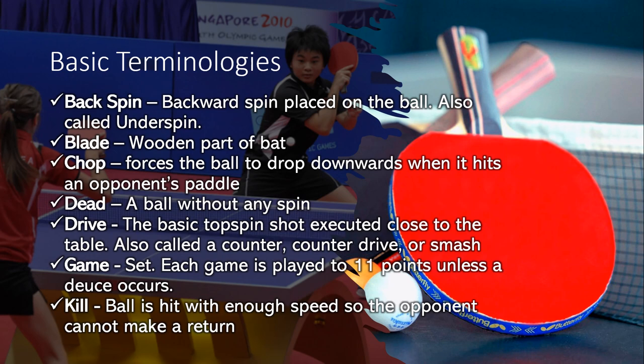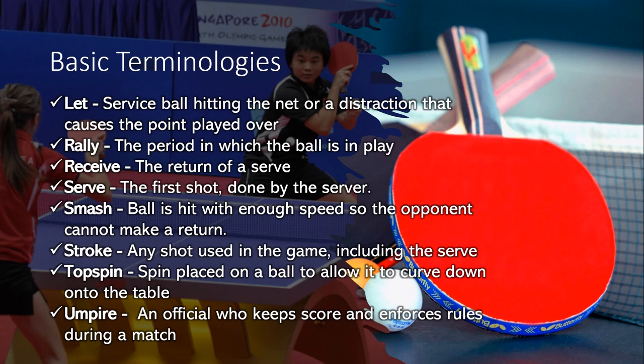Game. It is also called a set. Each game is played to 11 points unless a deuce occurs. Kill. A put-away shot. The ball is hit with enough speed so that the opponent cannot make a return. Let. A service ball hitting the net or a distraction that causes the point to be played over. Rally. The period in which the ball is in play. Received. The return of a serve.